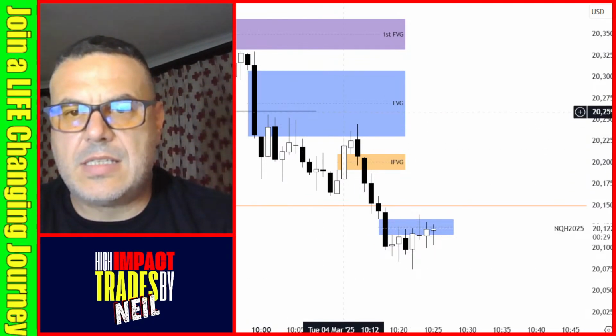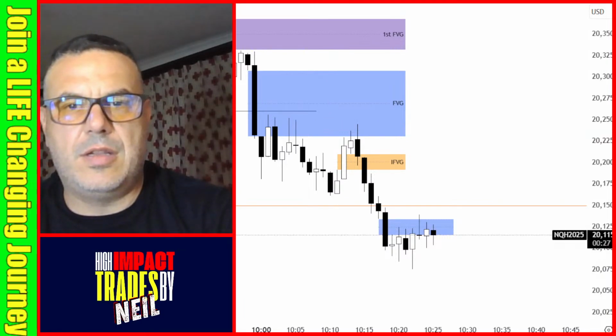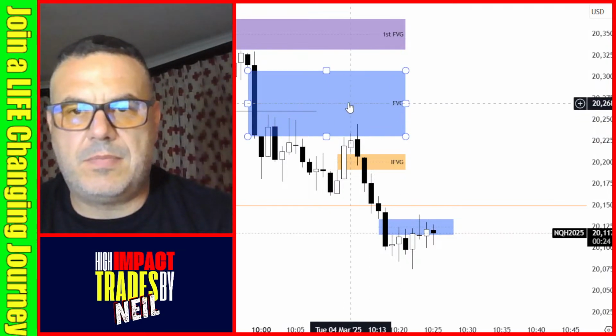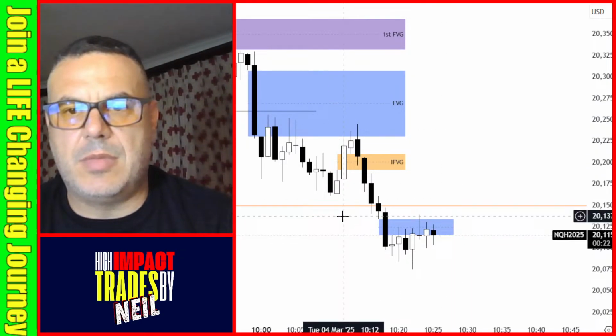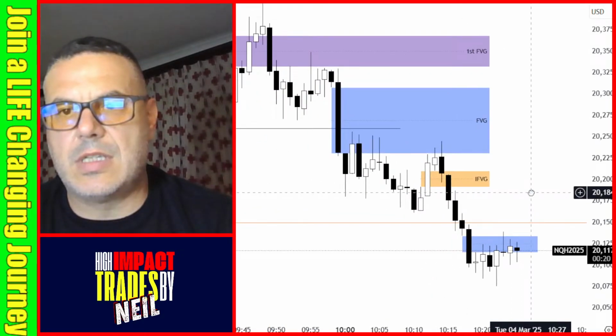In this case, the best sell up here would have been when we came and tested this fair value gap here, but before we hit any levels down here.